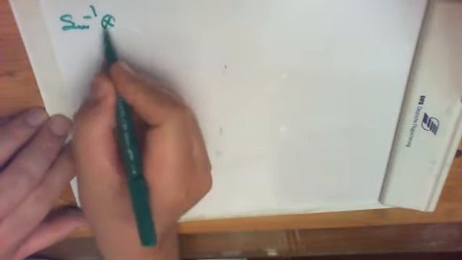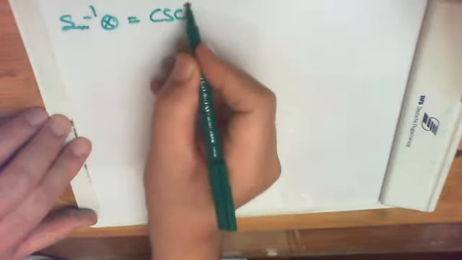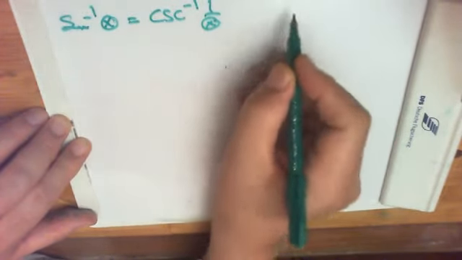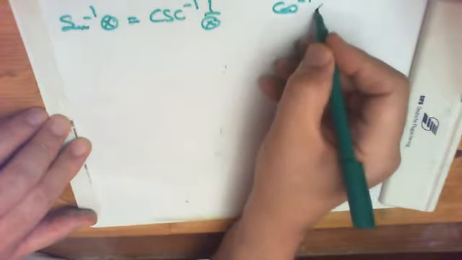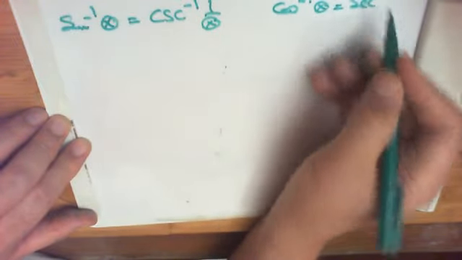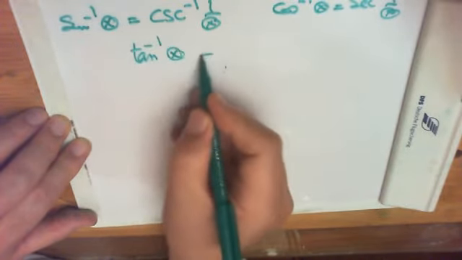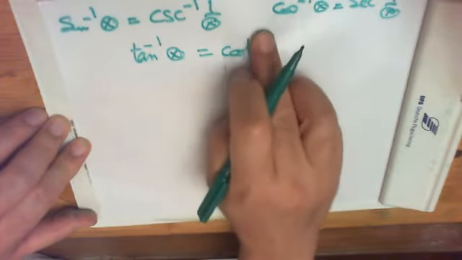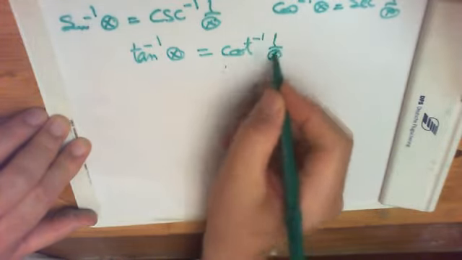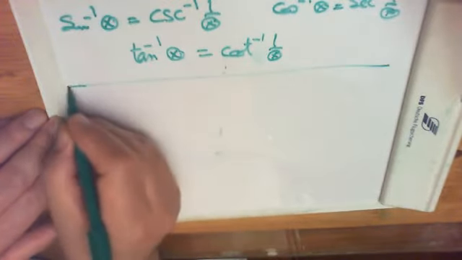We said a few minutes ago that this important fact is preserved for the inverse trigonometric functions. What do you mean? sin⁻¹ of some quantity equals cosec⁻¹ of 1 over that quantity. cos⁻¹ of some quantity equals sec⁻¹ of 1 over that quantity. tan⁻¹ of some quantity equals cot⁻¹ of 1 over that quantity. We can prove it in a few seconds.